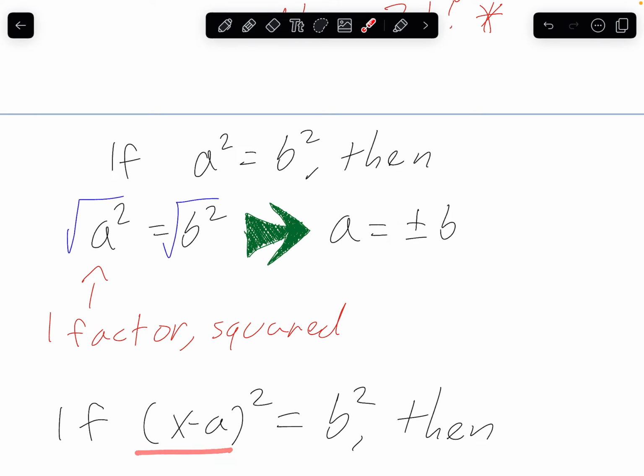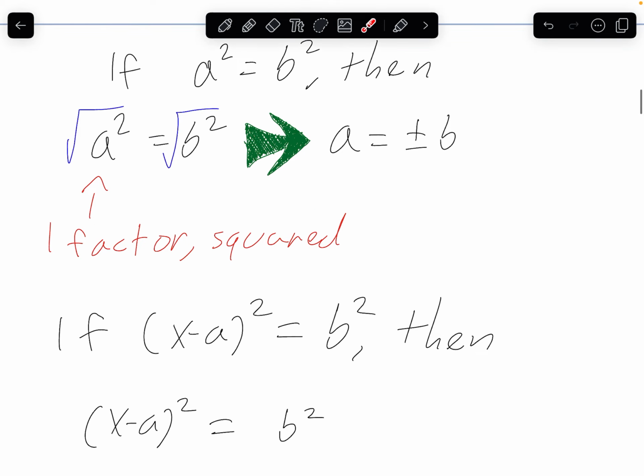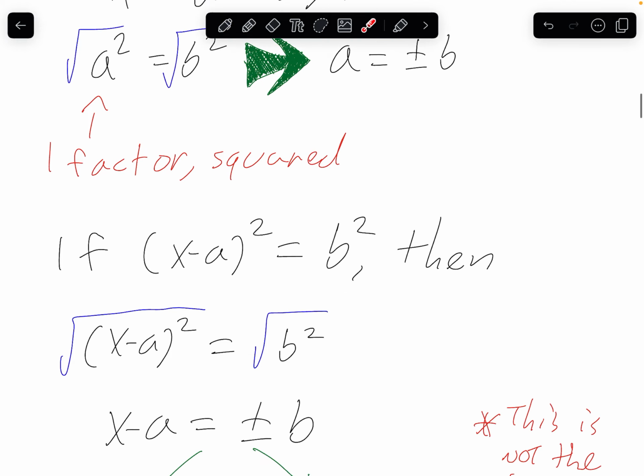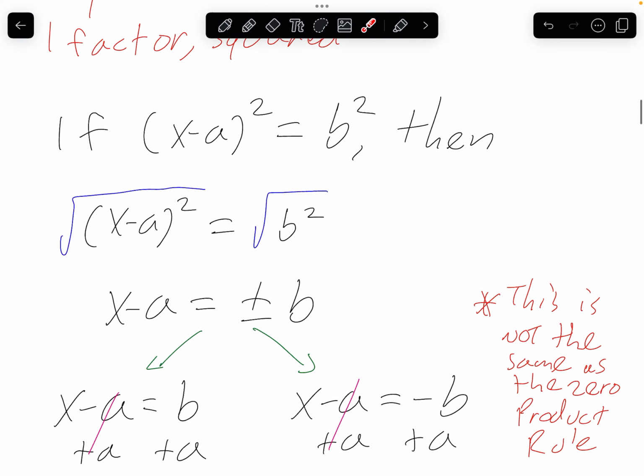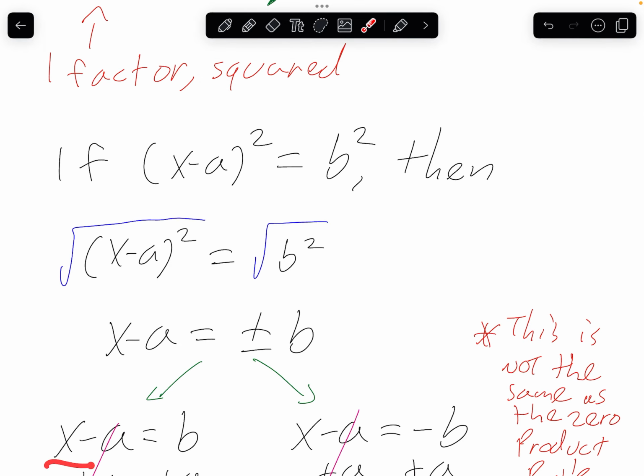If this factor is raised to the second power, that means we can still take the square root of the entire piece. You're taking the square root of the left side and the right side, and then you're getting x minus a, and then plus or minus b. Well, since x minus a is equal to these two answers, that means we can branch them off into two separate equations, x minus a equals b, x minus a equals negative b, and solve each of them.